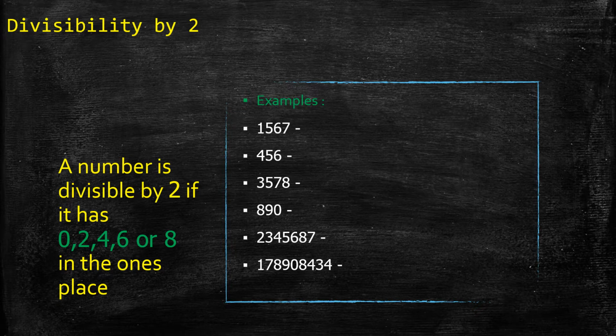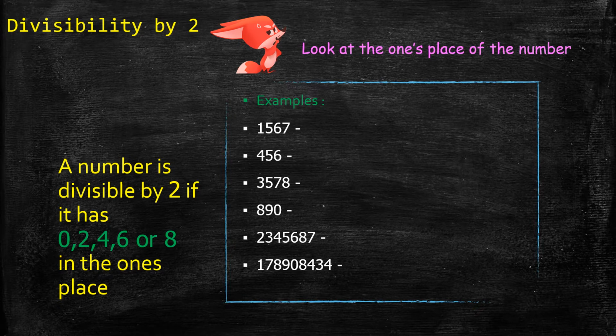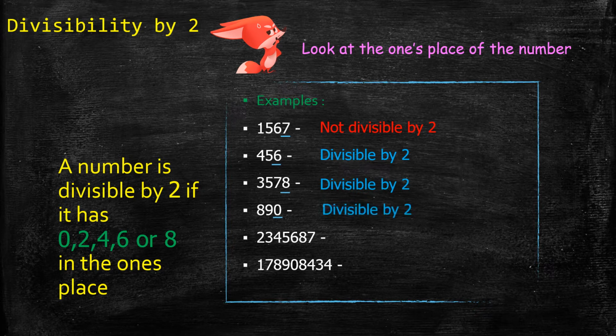So what do we do now? How do we find out whether these numbers are divisible by 2? Somebody is here to help us. What is he saying? Yeah, look at the ones place of the number and decide whether the number is divisible by 2 or not. Is this not easy, children? Shall we move on to the next rule?